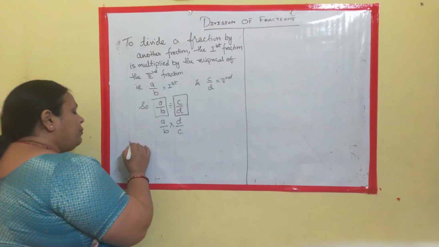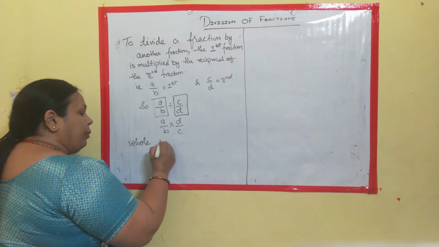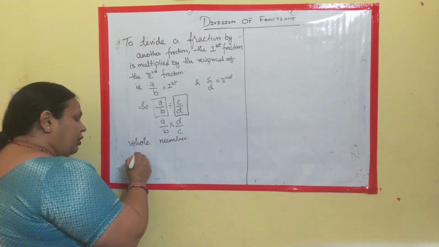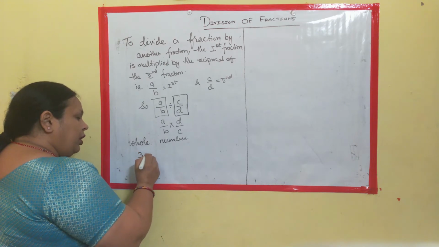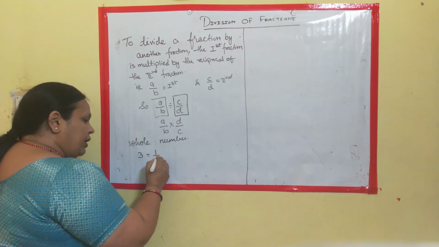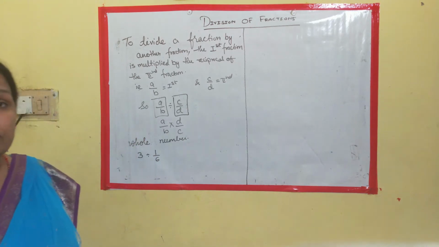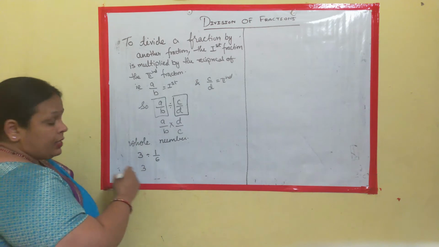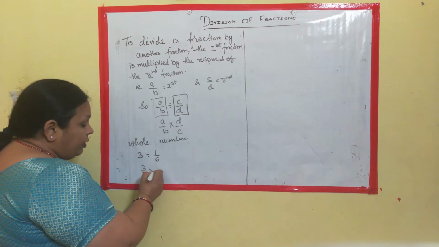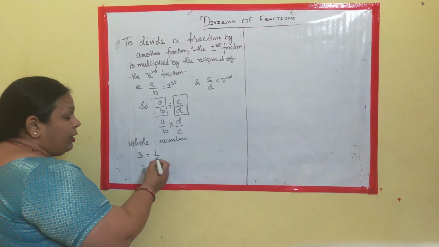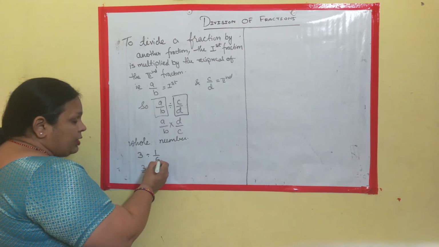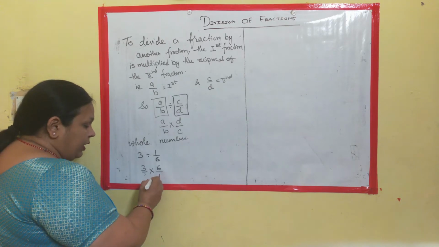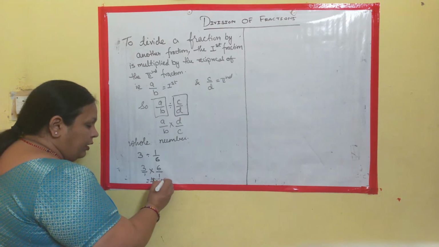What happens if one number is a whole number? Okay, that means we can think of this as 3 divided by 1 by 6. If this is a question, then how to solve it? That means 3 is going to be as it is, 3 by 1. Division will change to multiplication, and this 6 is going to be changed as 6 by 1, and you will be getting the answer as 18 by 1, or 18.